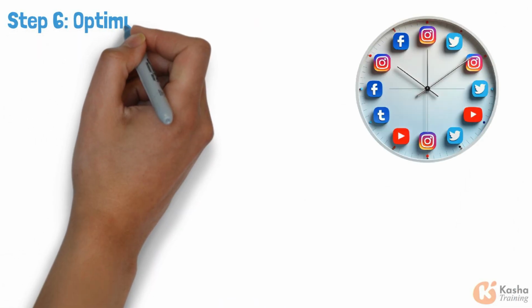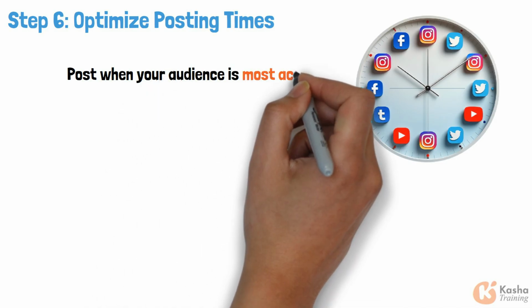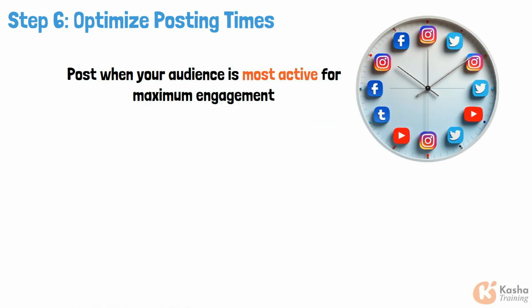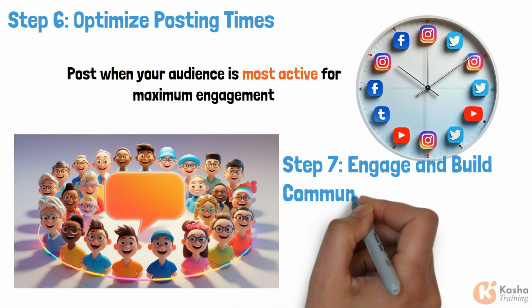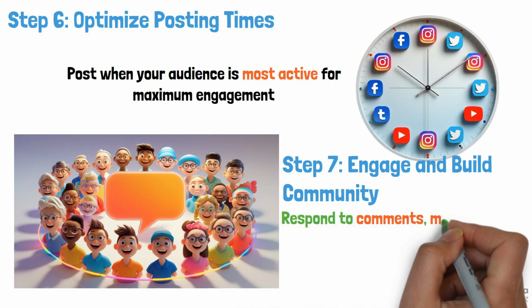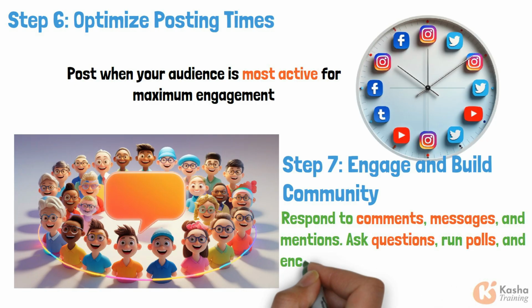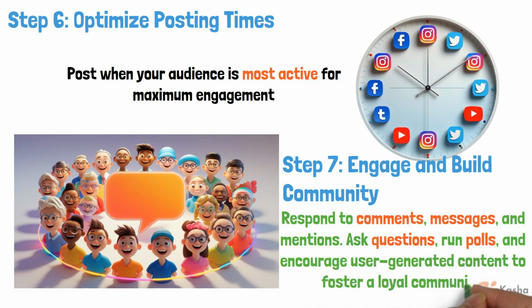Step 6. Optimize posting times. Post when your audience is most active for maximum engagement. Experiment with different times and use analytics to refine your schedule. Step 7. Engage and build community. Respond to comments, messages, and mentions. Ask questions, run polls, and encourage user-generated content to foster a loyal community.